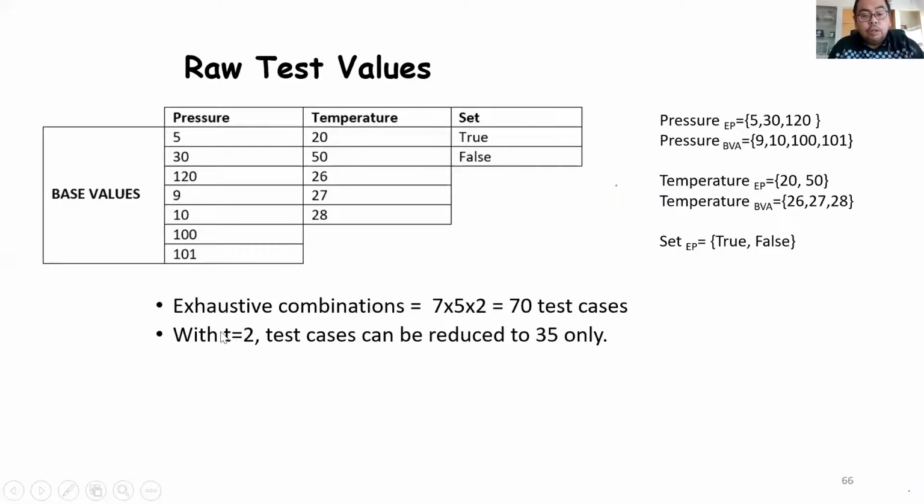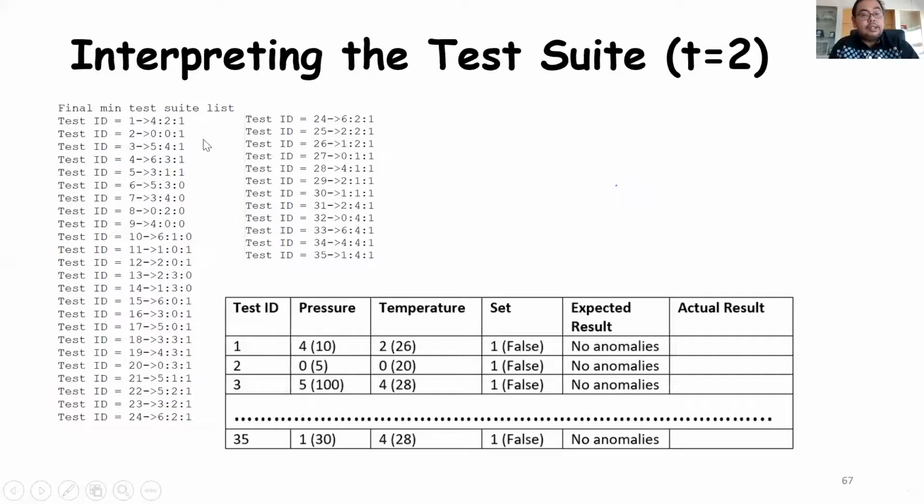Now, if you use interaction testing with t equal to 2, you can reduce the test cases to only 35. Of course, you cannot do this by hand. You really have to use a tool to do it. But I can show it to you. This is the set of test cases that you can do.